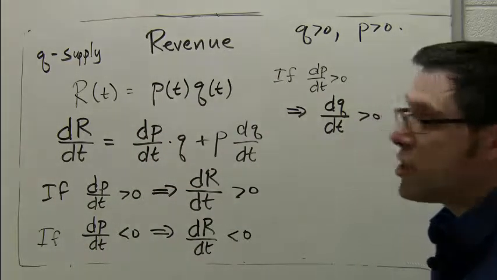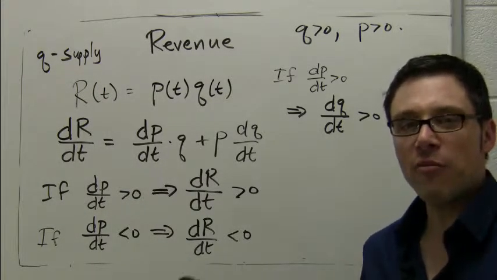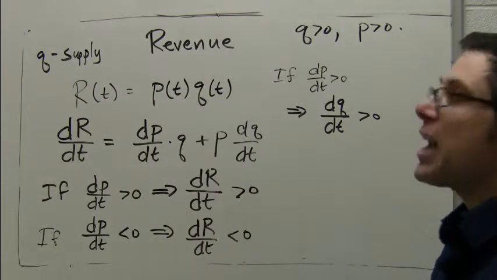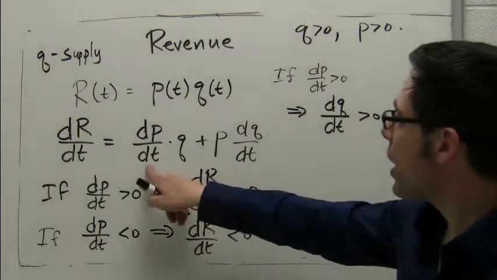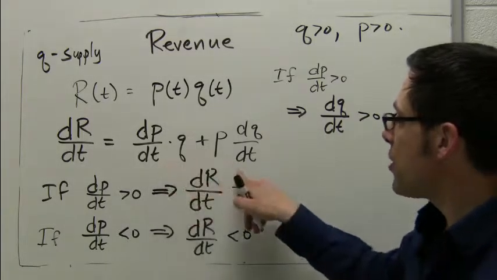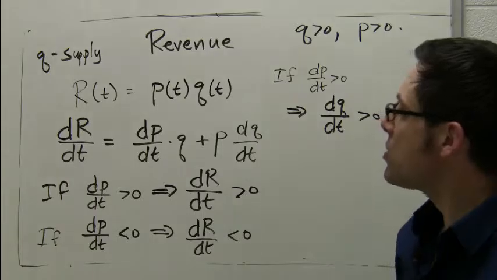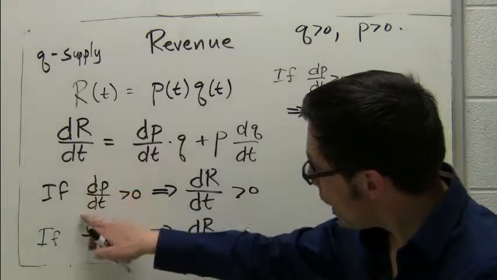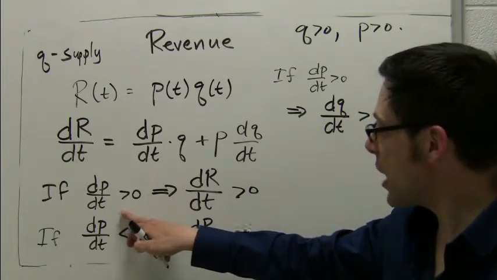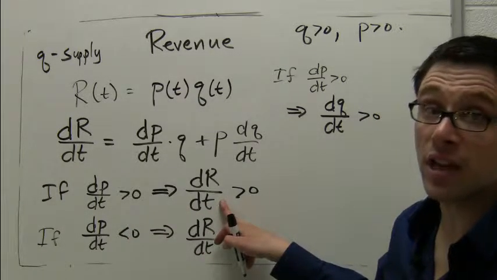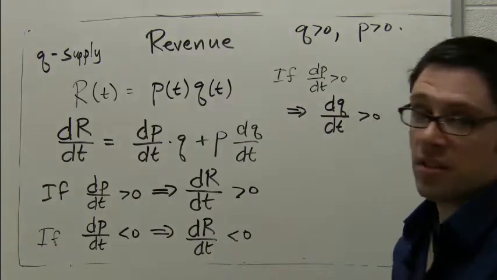So from the demand side, I can't quite tell you what's happening to revenue unless I have more information. But from the supply side of things, I know that both of these quantities do the same thing. That is, price and quantity are always going to be the same sign in terms of supply. That means that if the price is changing with respect to time and this is positive, if price is increasing, revenue has to be increasing on the supply side. And similarly, if price is decreasing, revenue has to be decreasing.